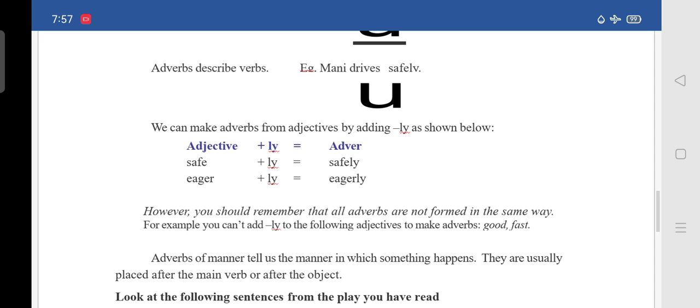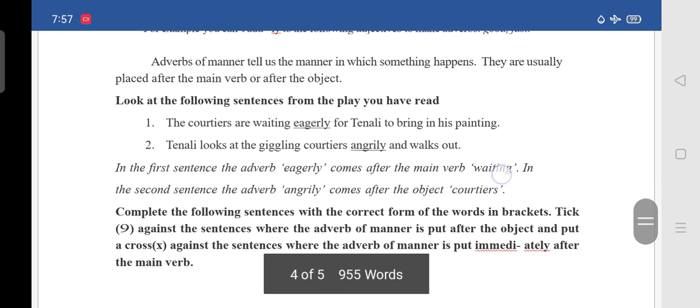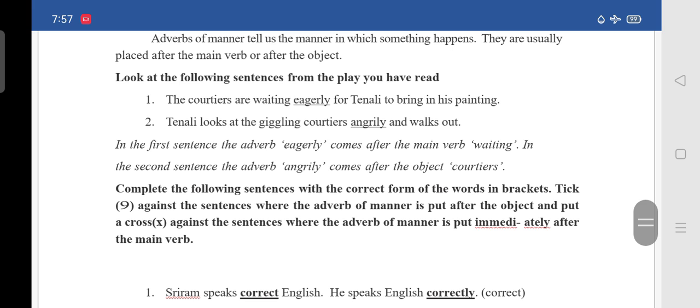So for adjectives like good and fast, we can't add ly to them. They will be the same when they are adverbs also. Adverbs of manner tell us the manner in which something happens. They are usually placed after the main verb or after the object. Look at the following sentences from the play you have read.